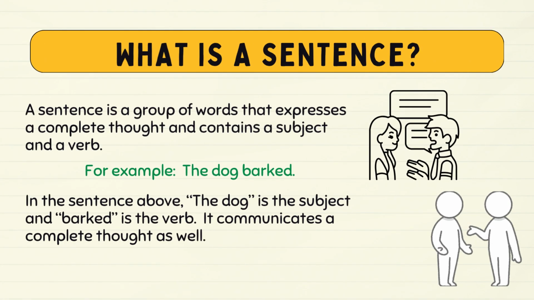A sentence is a group of words that expresses a complete thought and contains a subject and a verb. For example, the dog barked. In this sentence, the dog is the subject and barked is the verb. It communicates a complete thought clearly. But if we say "dog barked", it does not make sense. So it is not a sentence.